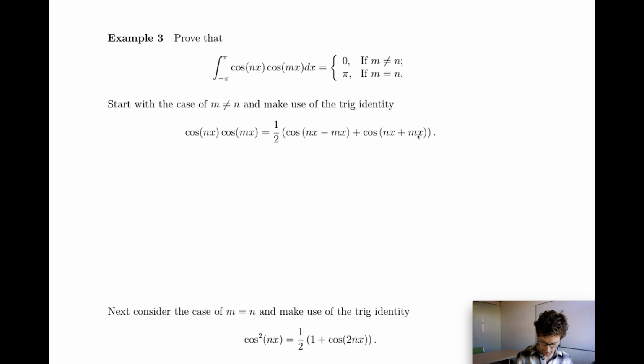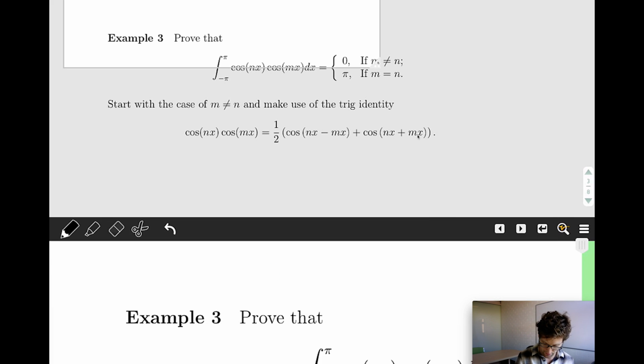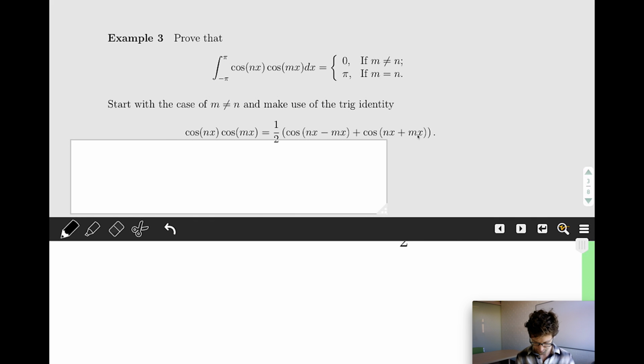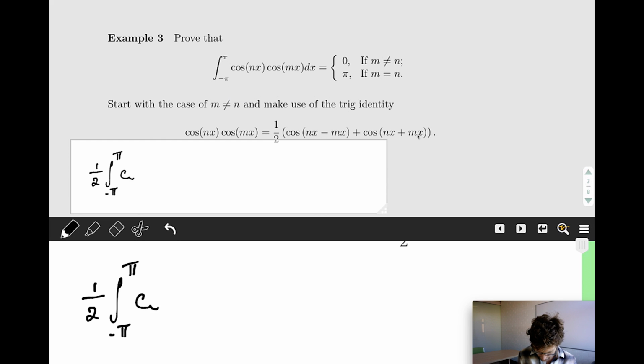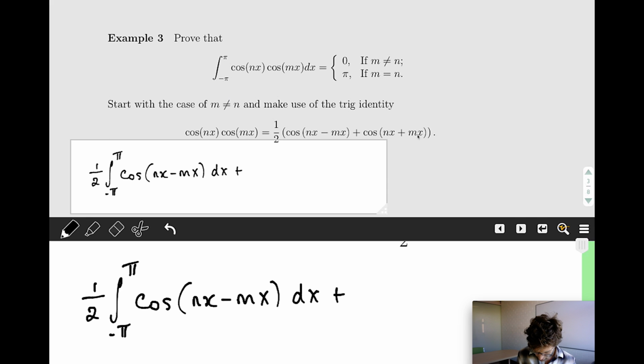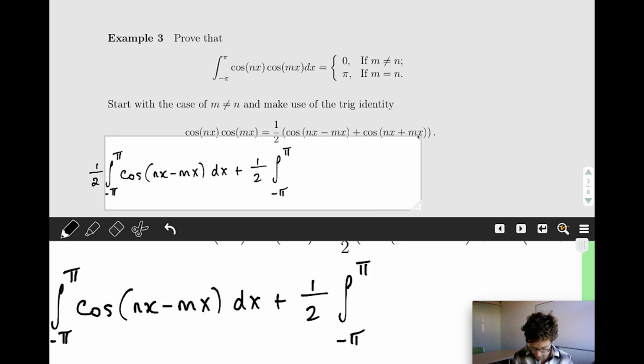We're going to use this now to carry out the integral for the case of m not equal to n. So in that case, the integral becomes the integral from minus pi to pi of the difference of the two, plus a half times the integral from minus pi to pi of the sum of the two.